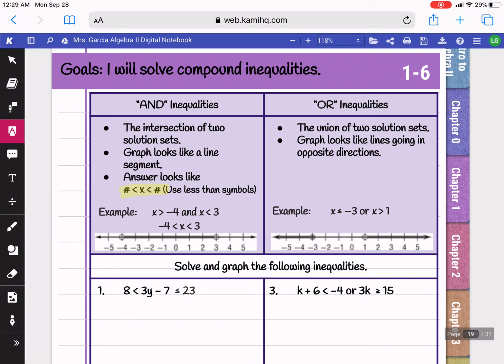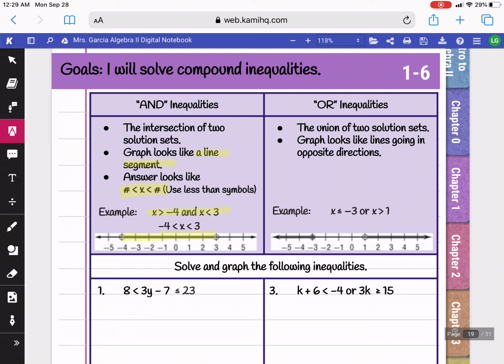And inequalities, once you have them, so here x is greater than -4 and x is less than 3, you're going to graph where they intersect. So here you'll notice you're graphing everything that's bigger than -4 but less than 3. It has to meet both requirements. So usually it looks like a line segment.